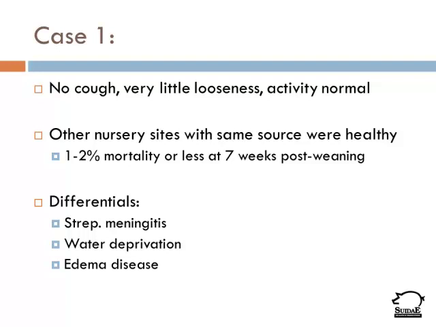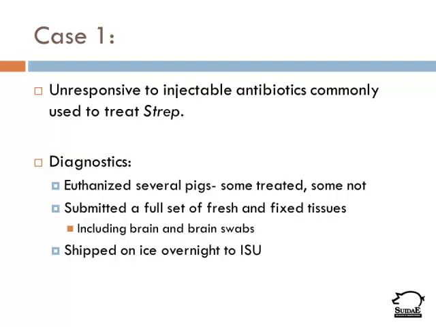Other nursery sites with the same source of pigs were all doing fine: 1 to 2% mortality, no clinical signs, very healthy and active pigs. So right away my differential was strep meningitis. And like I said, I thought about water deprivation, and in the back of my mind I thought, well, maybe this could be a sudden onset of an edema disease type thing. They were unresponsive to injectable treatments commonly used to treat strep, and so that was making me concerned that maybe we weren't dealing with a bacterial meningitis.